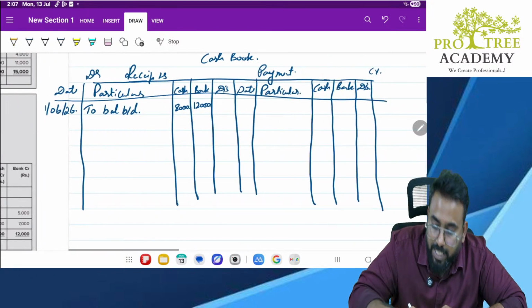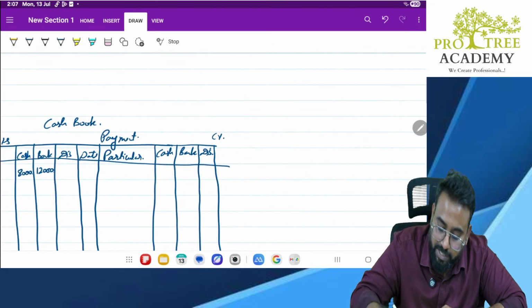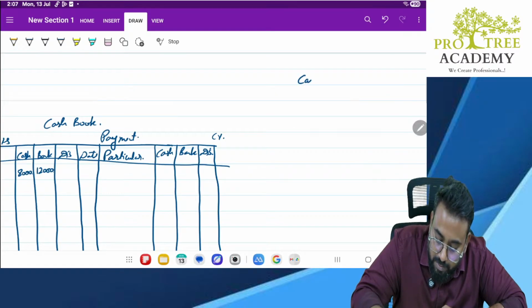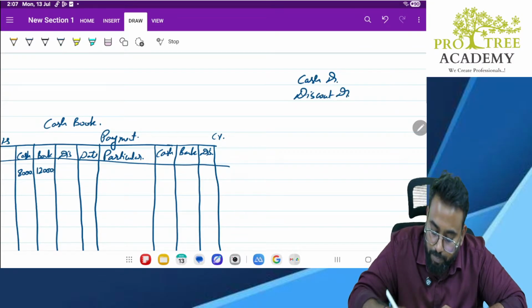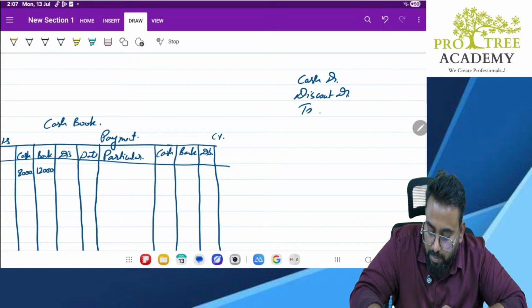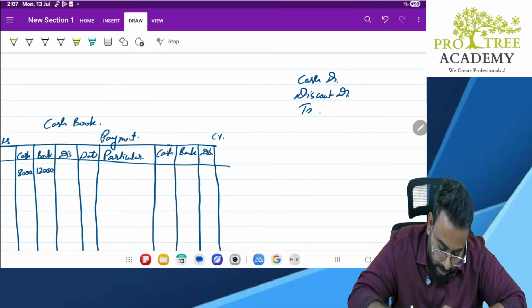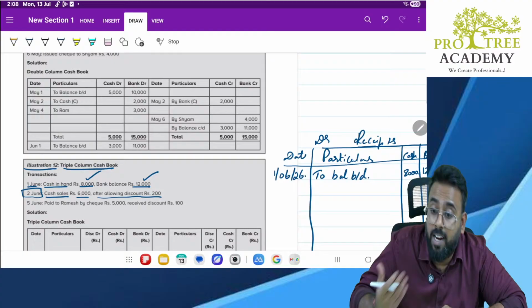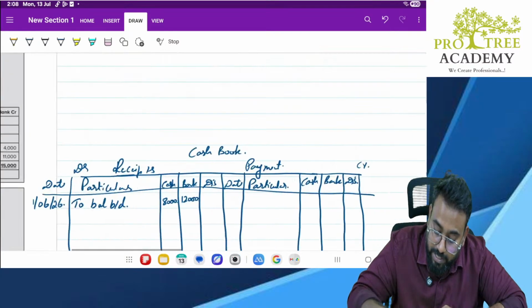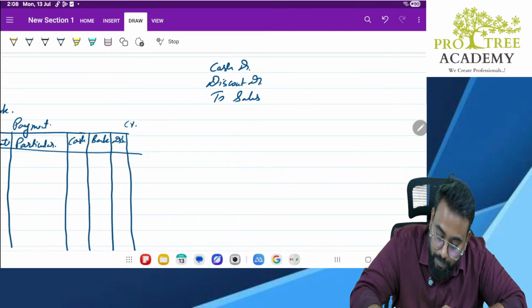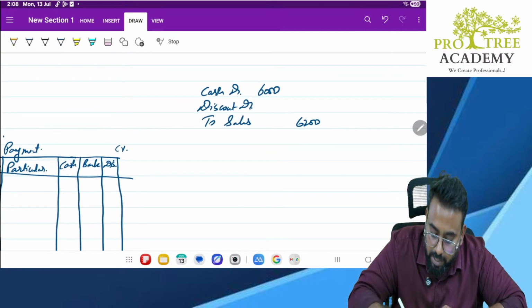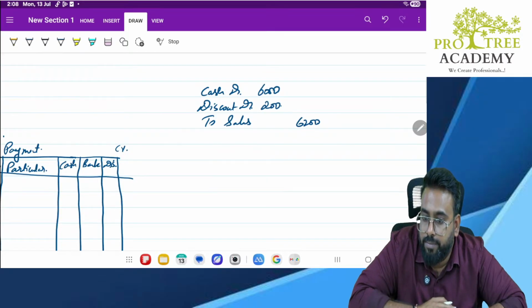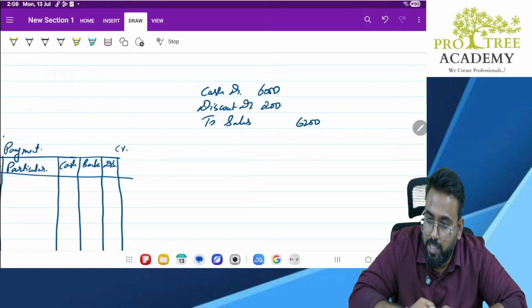Next, cash sales of 6,000 after allowing a discount of 200 on 2nd June. Now, before recording, let's first understand the journal entry. What is the journal entry? Cash debit, discount debit. Why? Because it is an expense for us. Correct or no? Everybody is following? Cash sales 6,000 after allowing discount 200. That means your sales is actually 6,000. Cash account, you received only 6,000 and discount amount 200. Clear?